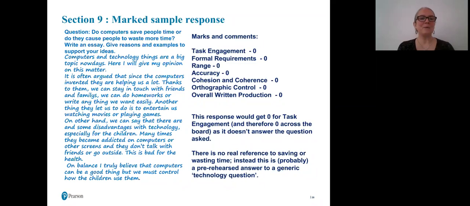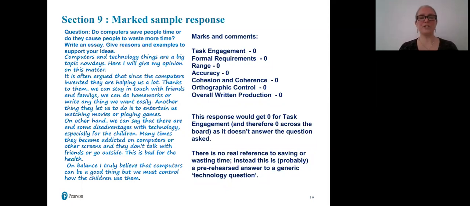On the other hand, we can say that there are some disadvantages with technology, especially for the children. Many times they become addicted on computers or other screens, and they don't talk with friends or go outside. This is bad for the health. On balance, I truly believe that computers can be a good thing, but we must control how the children use them.